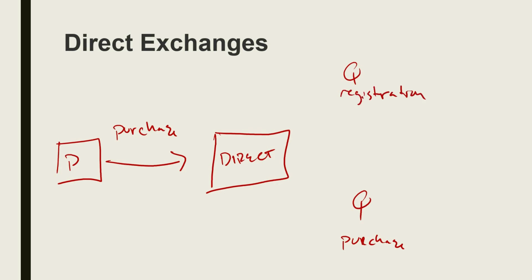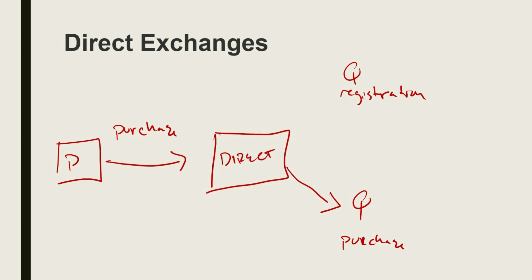Where do you think it's going to send it to? Obviously, like I said, the queue has to equal the routing key, so it's only going to be sending it to this queue right there. So this queue is bound to a direct exchange that equals registration, and this queue is bound to a direct exchange that has purchase, okay?